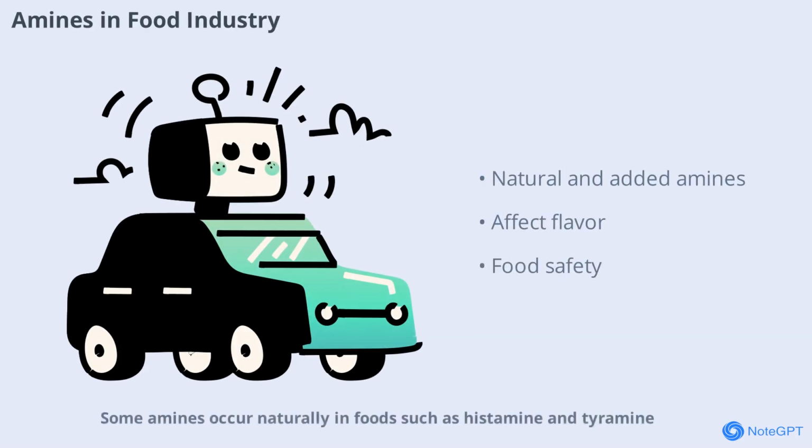Some amines occur naturally in foods such as histamine and tyramine and can affect flavor and health. Others are added as preservatives or flavor enhancers. Understanding their roles helps ensure food safety and quality.